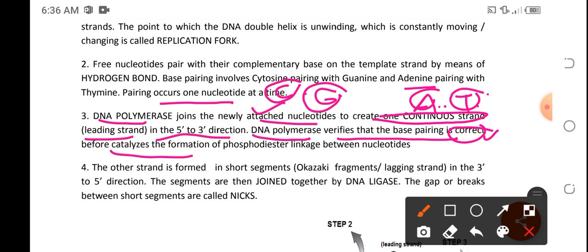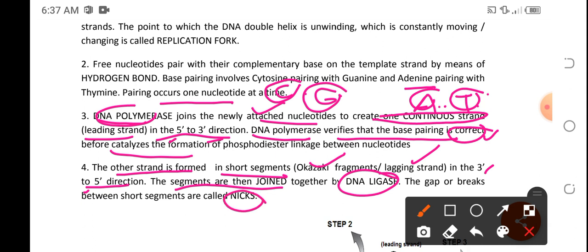And also, the other strand is formed in short segments, or these segments are called Okazaki fragments or the lagging strand in the 3' to 5' direction. Kasi nga, the DNA polymerase could only act upon 5' to 3', so yung nasa 3' to 5' ay segmented. Okay, segmented siya. However, dahil sa tulong ng DNA ligase, these segments can be joined together such that the gaps known as the nicks will be bonded together by this DNA ligase.